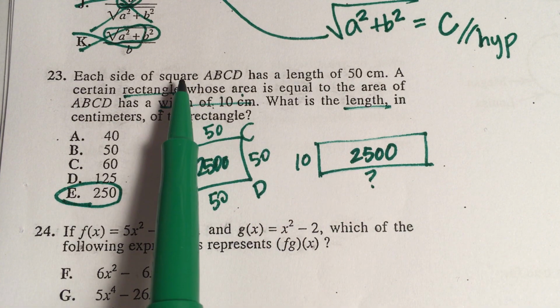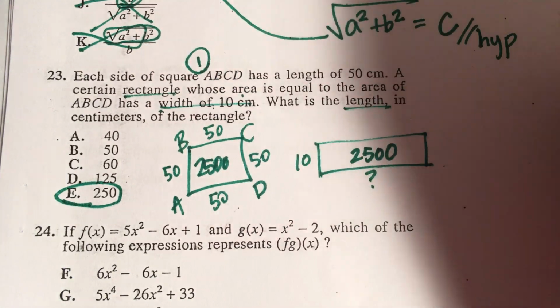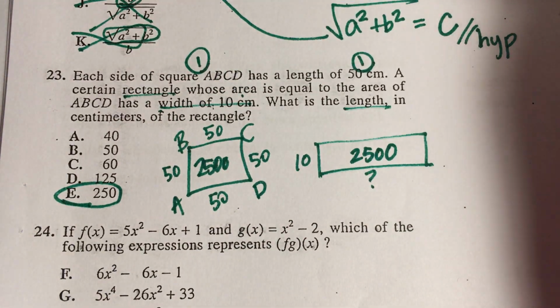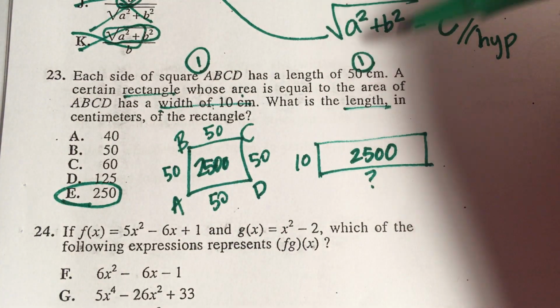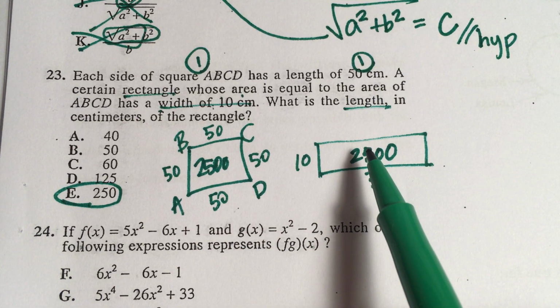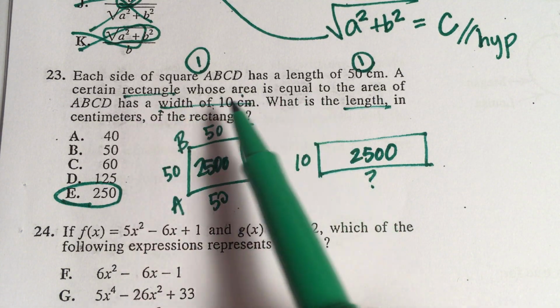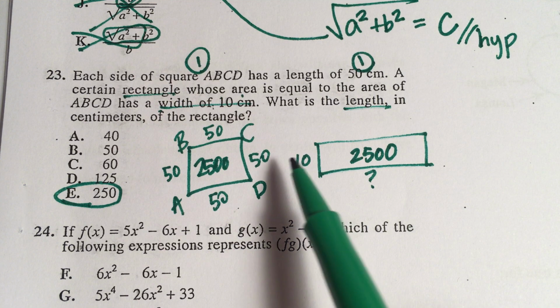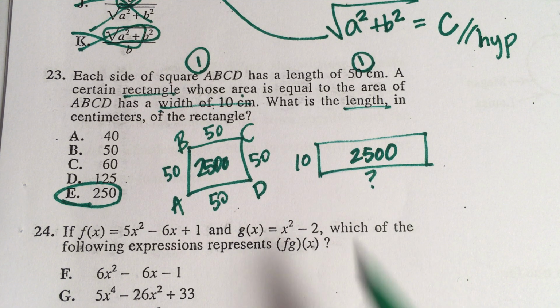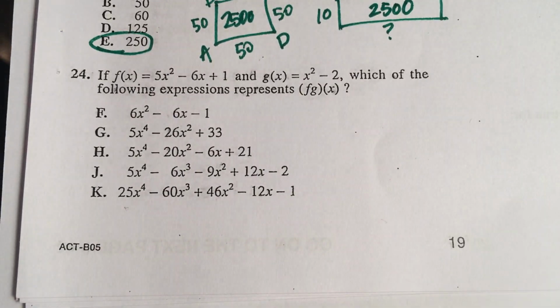So we drew a square to start. We labeled its sides. And then we know that the area is the same, so we calculated the area. Then we knew what the side length was for the rectangle, so we could divide that back out in order to find the other side. That's 23. And then finally we have 24.